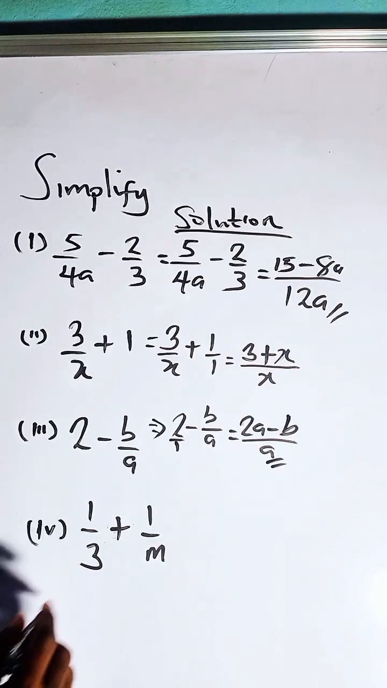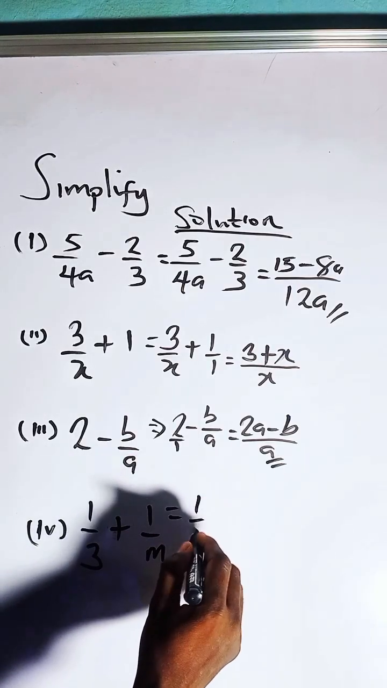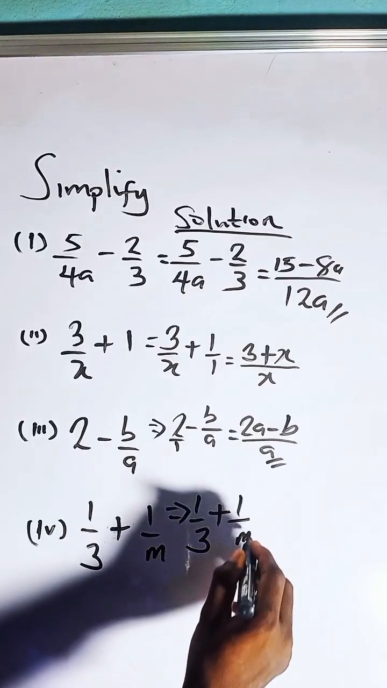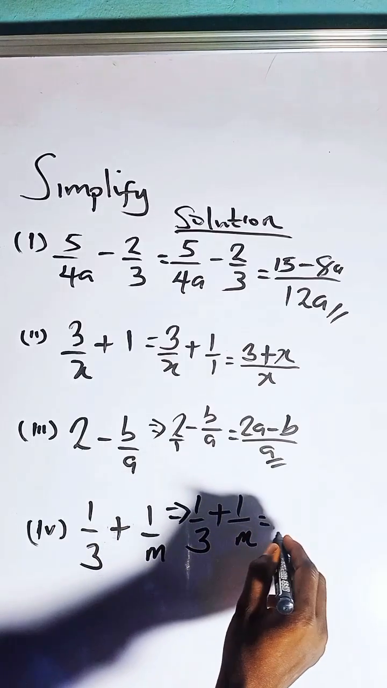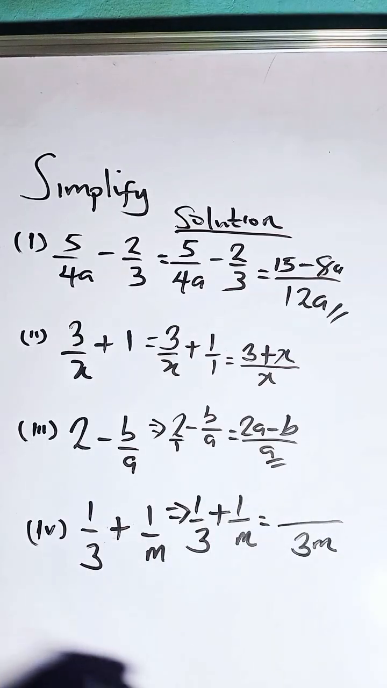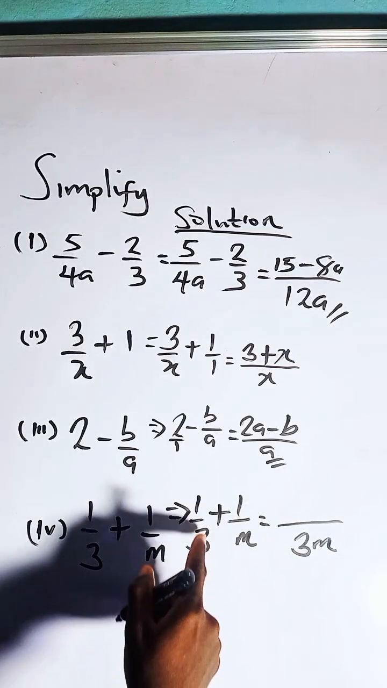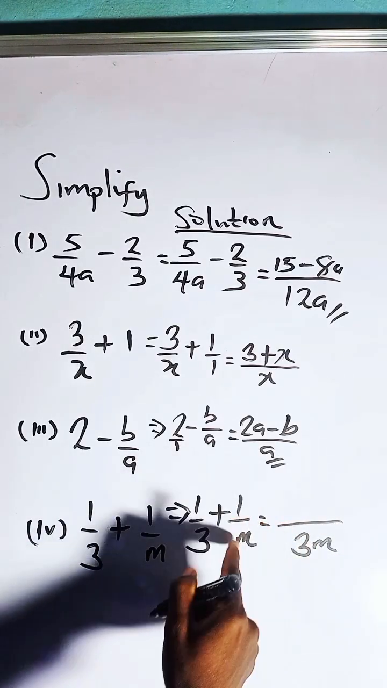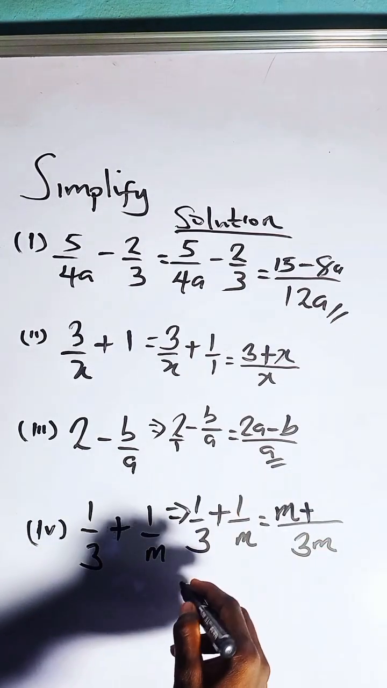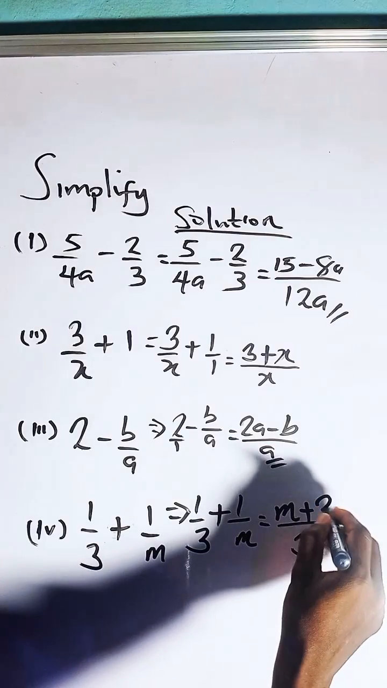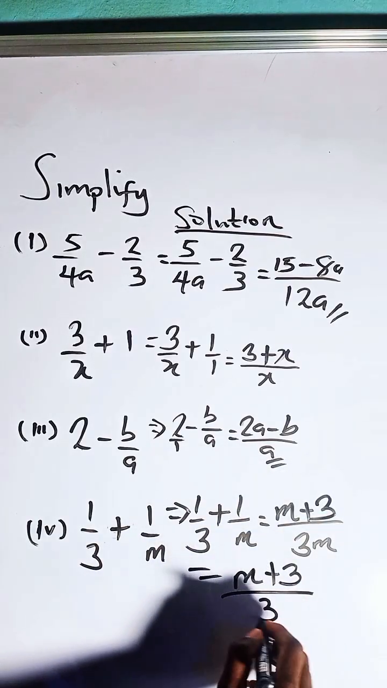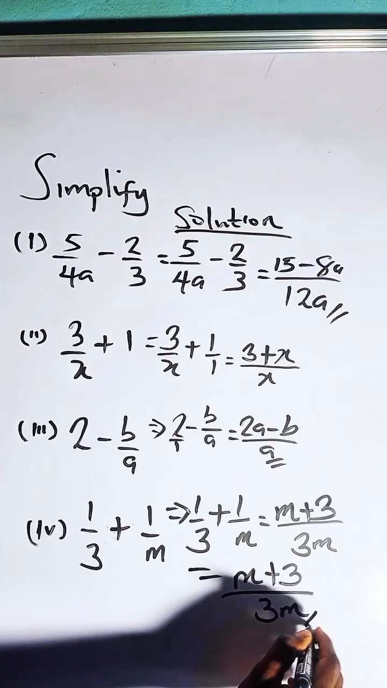And for the fourth one, we have 1 over 3 plus 1 over m. When we take the LCM of this, we have 3m. When we divide 3m by 3, we have m, so we cross multiply. m times 1 is m. Then 3 times 1 is 3. So our final answer is m plus 3 over 3m.